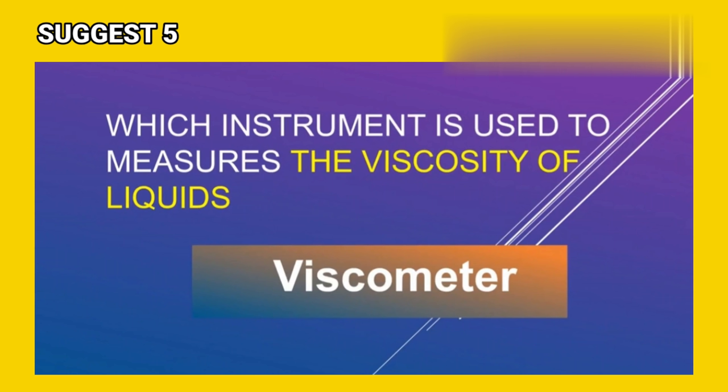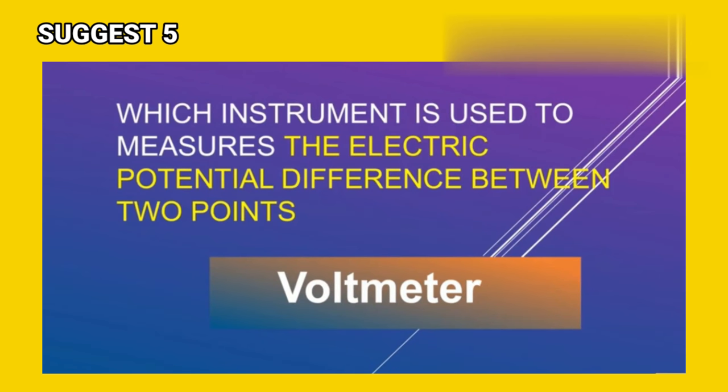Which instrument is used to measure the viscosity of liquids? Answer, viscometer. I repeat, which instrument is used to measure the viscosity of liquids? Answer, viscometer. Which instrument is used to measure the electric potential difference between two points?